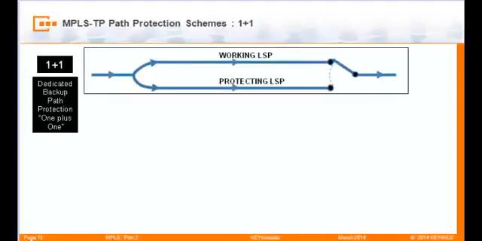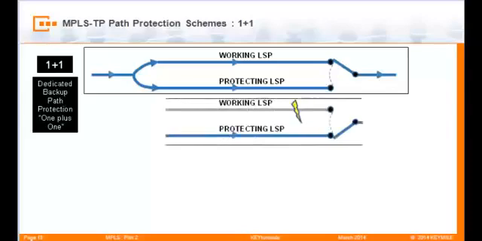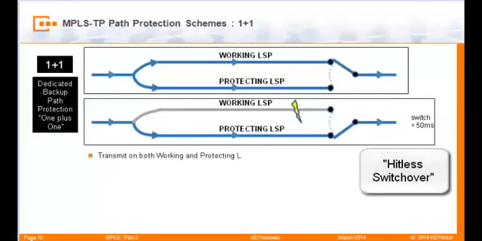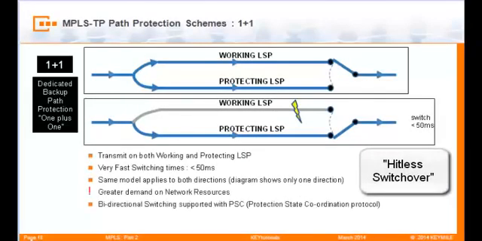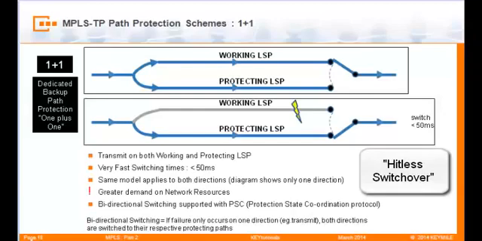Now let's look at path protection. Effective path protection has always been a vital element of transport networks like SDH, and so MPLS TP has adopted the same protection models. Let's take a quick look at the three types. 1+1 protection is based on having a dedicated protection path where the transmit signal is sent on both working and protecting paths. A failure in the working path causes a switch at the receive end. Switching times are very quick, sub 50 milliseconds.